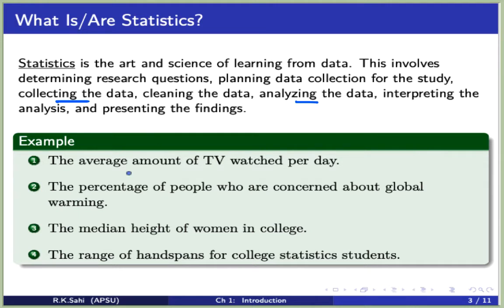Some of the simplest examples could be the average amount of TV watched per day, or the percentage of people who are concerned about global warming, median height of a woman in college, or the range of hand spans of our college statistics students. In some form or the other, we are going to have some data, and we will apply the techniques of statistics to make inferences about it.